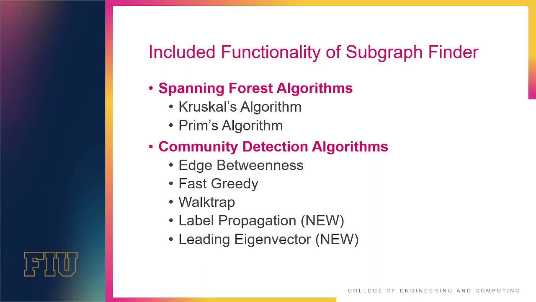we have a few functionalities that are already inside of Subgraph Finder: Kruskal's algorithm and Prim's algorithm, which are spanning forest algorithms. Those were added before us. For community detection algorithms, we have three that were added before us: Edge Betweenness, Fast Greedy, and Walktrap. And then the two that we added: label propagation and leading eigenvector. So to expand further on this, I'm going to be passing it on to Gabriel.